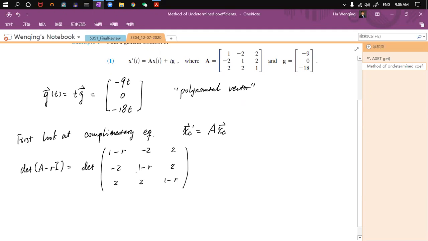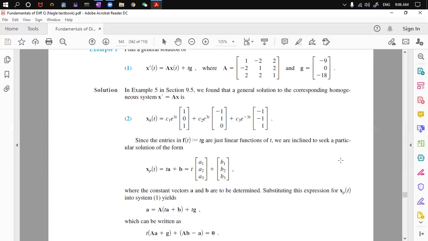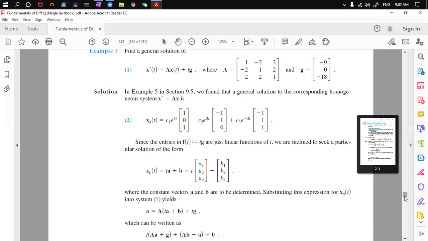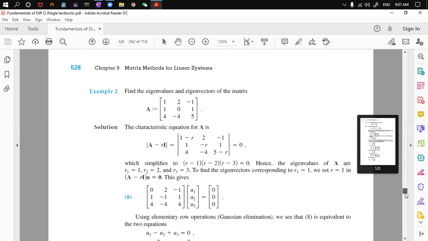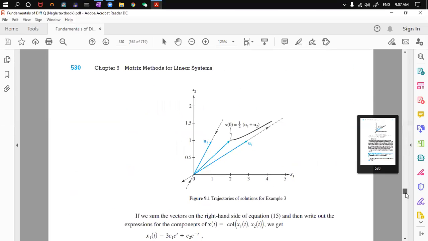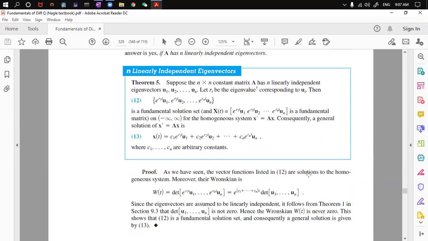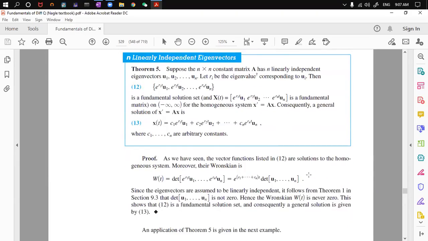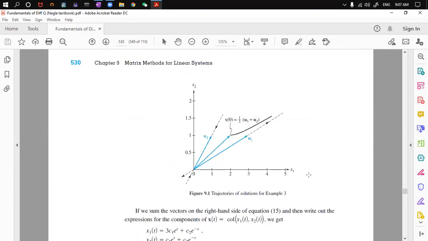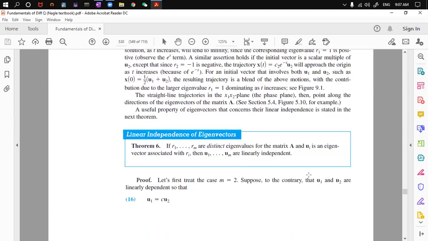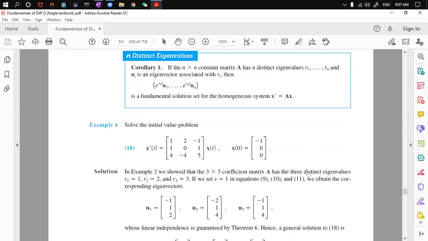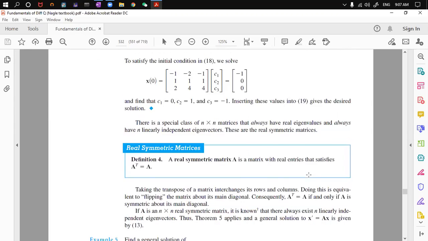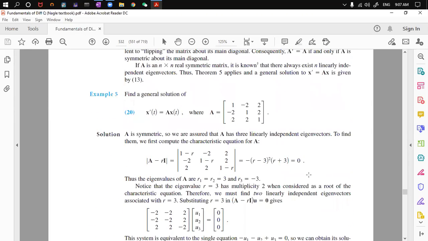Okay, so you calculate the determinant of a 3 by 3 matrix. It was calculated in a previous example of this textbook, so it should be somewhere here. Okay, so that's in an example. So we calculate this determinant. This is the same matrix A.